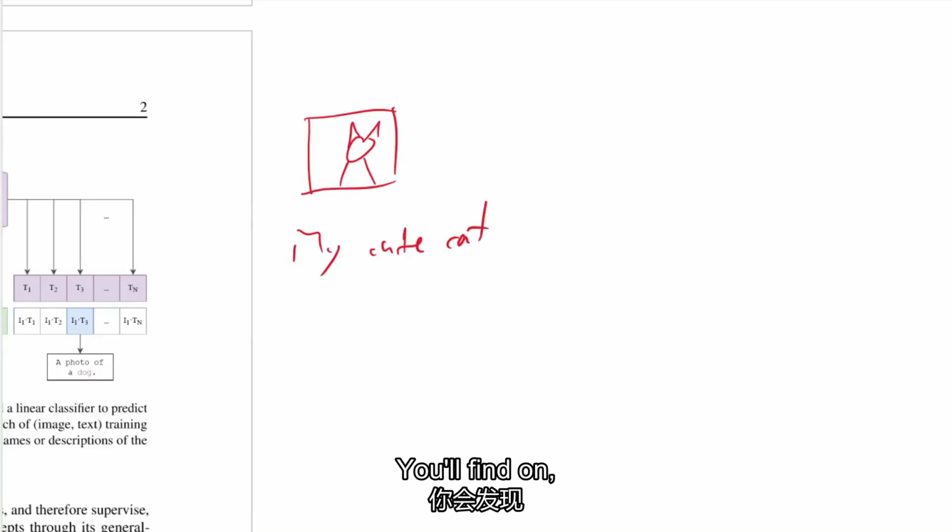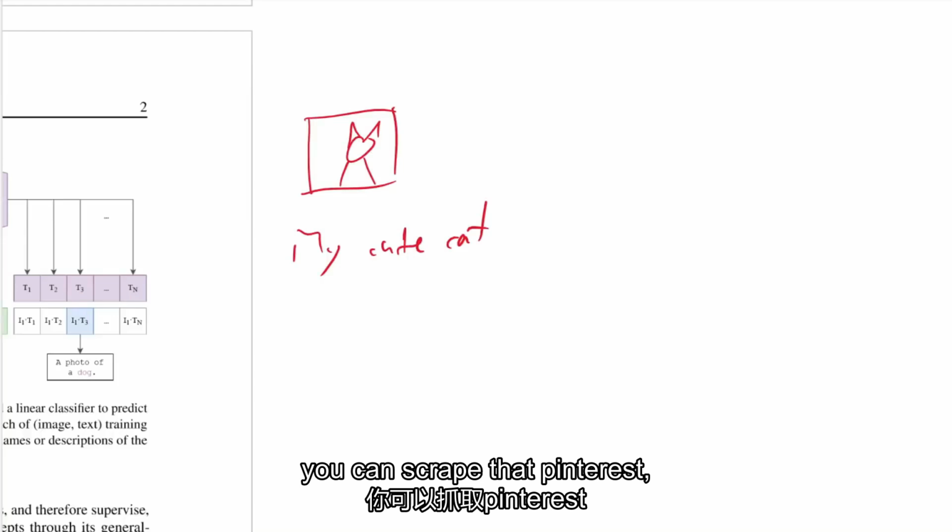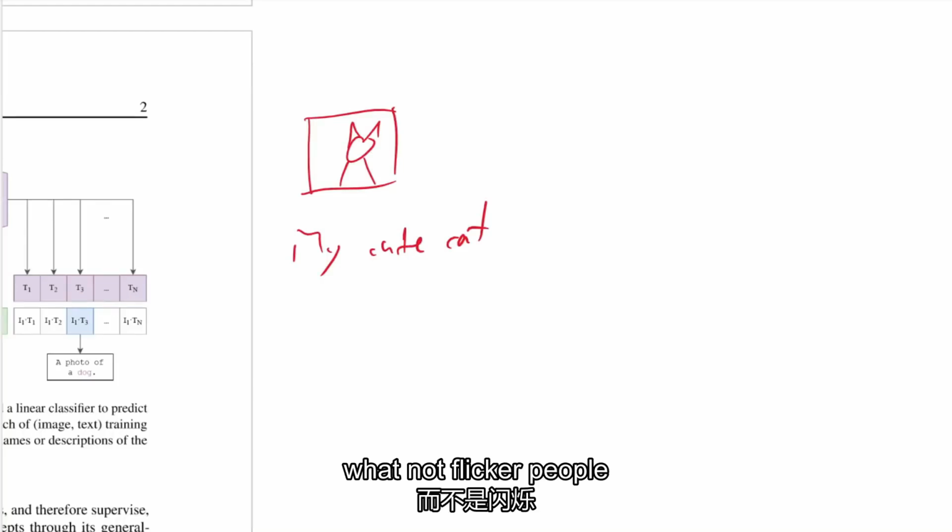Images and text like this you'll find on, for example, social media. You can scrape that from Pinterest, Flickr, and so on. People write descriptions along with their pictures. So it's pretty easy to get these pairs of images and text from the internet without having to label them, right?